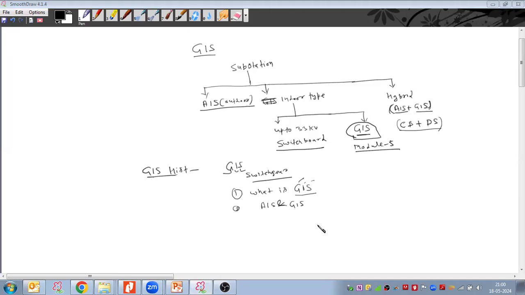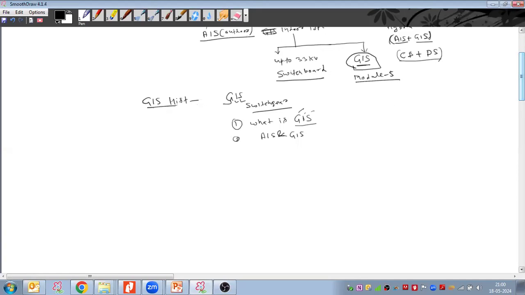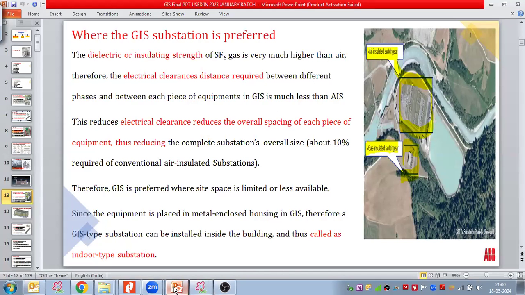Okay, so we discussed what GIS is and the difference between AIS and GIS, right? Let us now discuss where we prefer GIS type substations over AIS type substations. So I think you have a clear idea of where we prefer GIS.